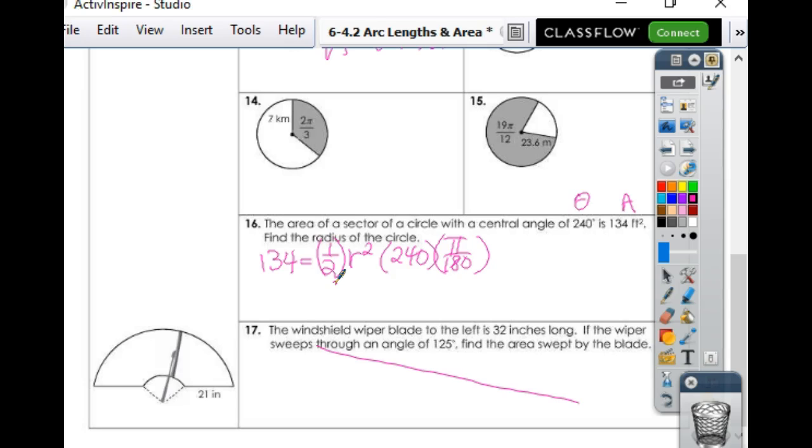Now take that and divide it by 240. Now take that and divide by, in parentheses, pi over 180. Because this is all multiplying, you have to do the opposite, which is divide. So now that answer is equal to r squared. So what do I have to do? You have to take the square root of that answer.